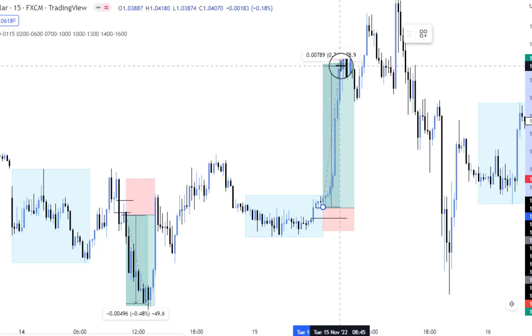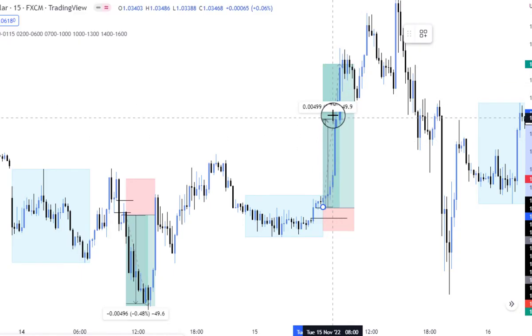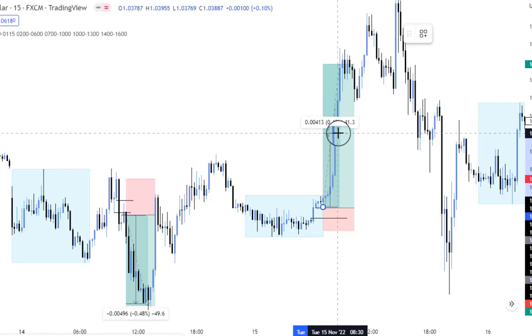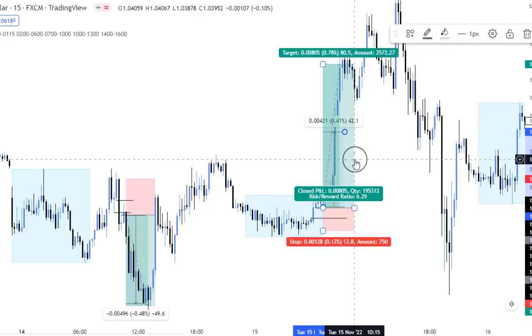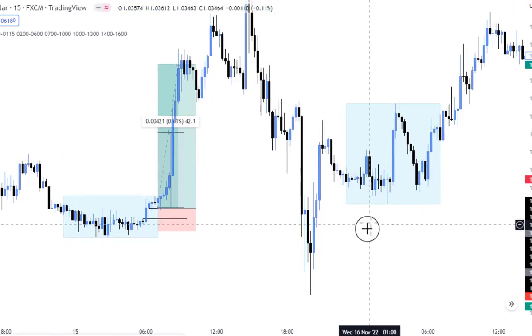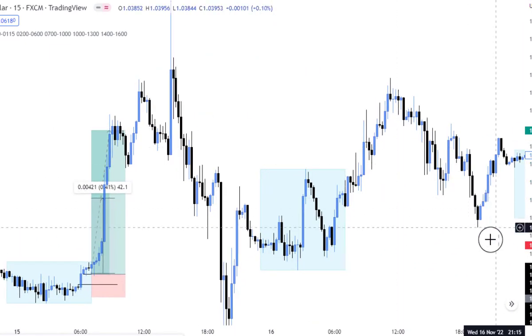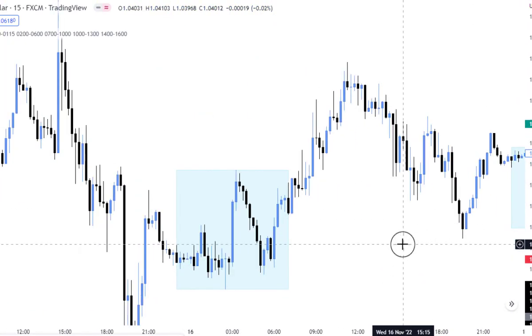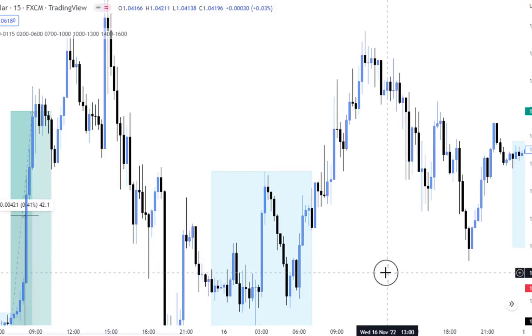This is 78. But we just want to catch 40 pips consistently and we're done. 40 pips and we're done. This is another day again.